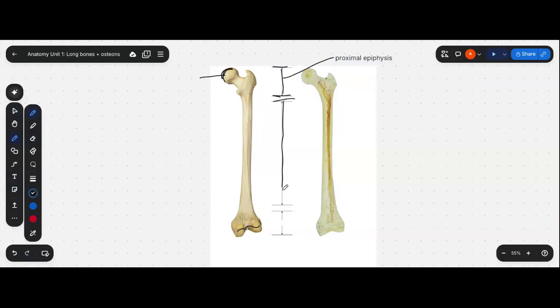This is the length of the bone. This whole region is going to be your diaphysis.